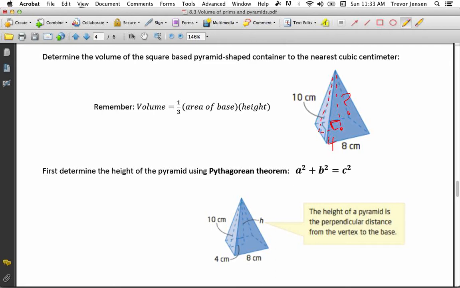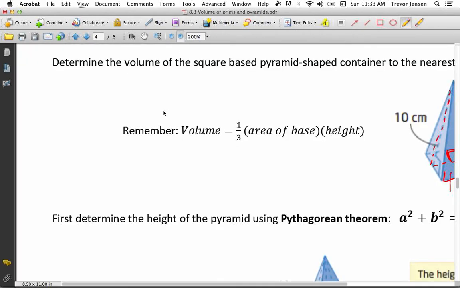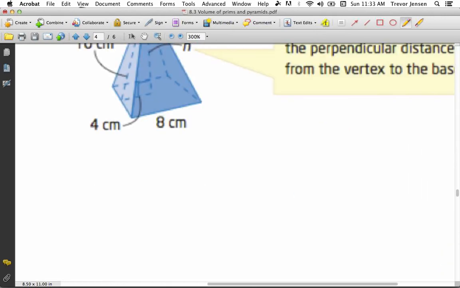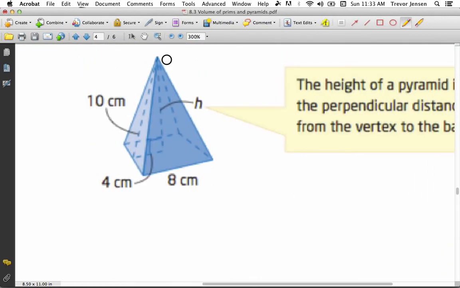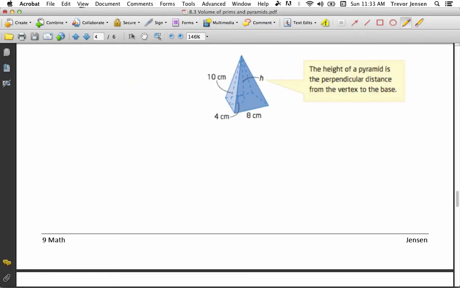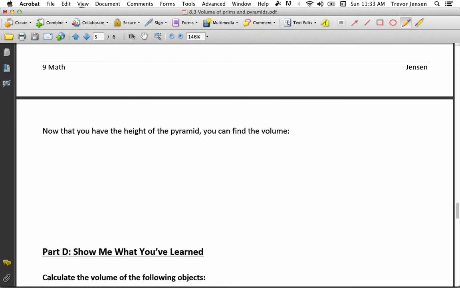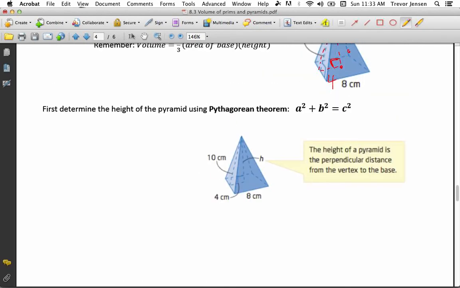It didn't give us that piece of information, so I created a right triangle inside. I'll make this bigger so you can see it as well. If you look here, a right triangle has been created inside of that pyramid to help us figure out the height. We've got two of the dimensions of the right triangle. We just need to find the missing third dimension. So we use the Pythagorean theorem to find that. Let's do that. I'm just going to make another drawing of it off to the side here.